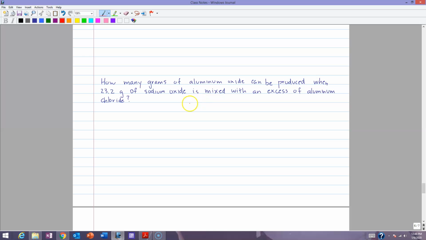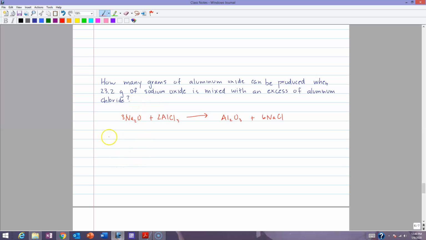So I am going to form my balanced equation, and I'm mixing sodium oxide and aluminum chloride. And I'm going to produce aluminum oxide and sodium chloride. So now I've got a balance. And this is going to balance for me.